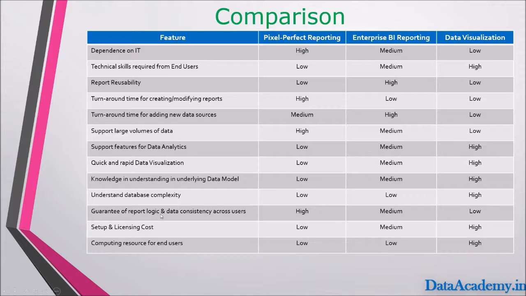Next, guarantee of report logic and data consistency across users. So what is the guarantee that a report that is created is free from any logical errors or data consistency errors? When it comes to Pixel Perfect reporting, there is absolute guarantee, because it's only the IT team which is creating the reports. So they are probably going through a proper checklist. They're doing a peer review, and the report that they create will be used by everyone else without any modifications. So that ensures a high level of guarantee.